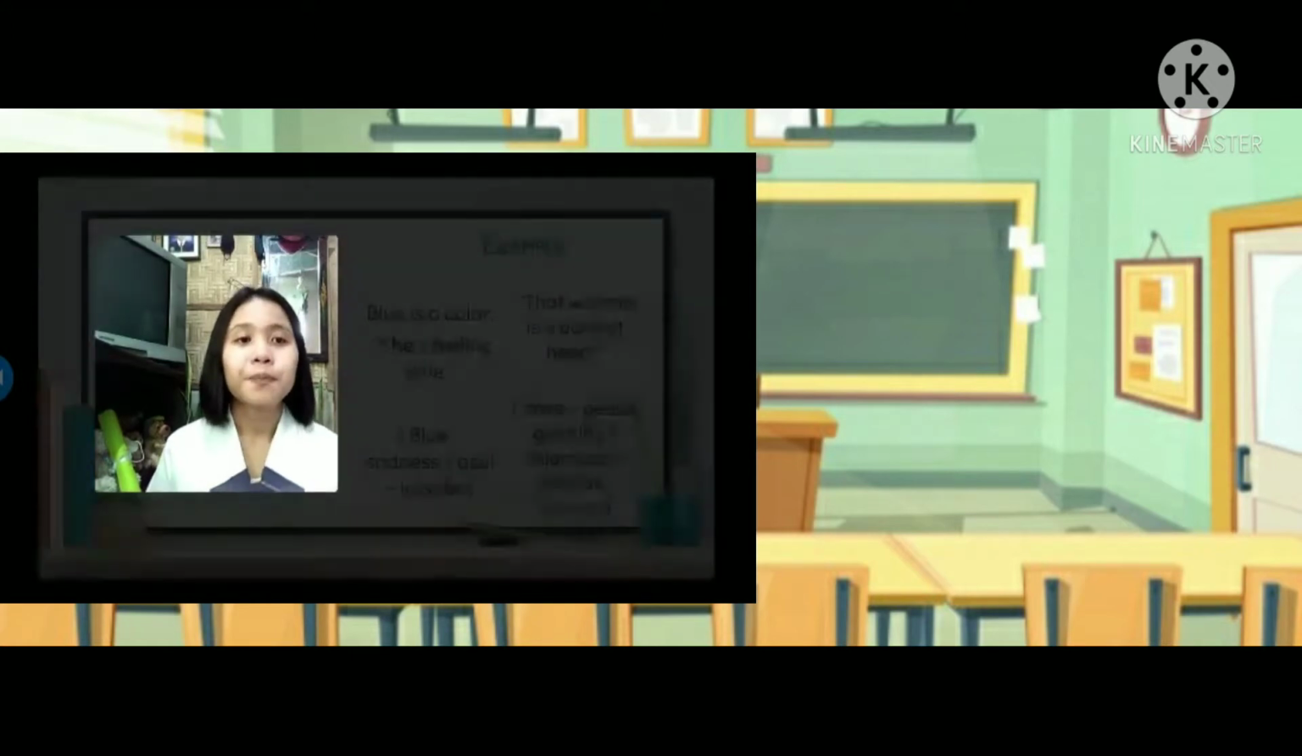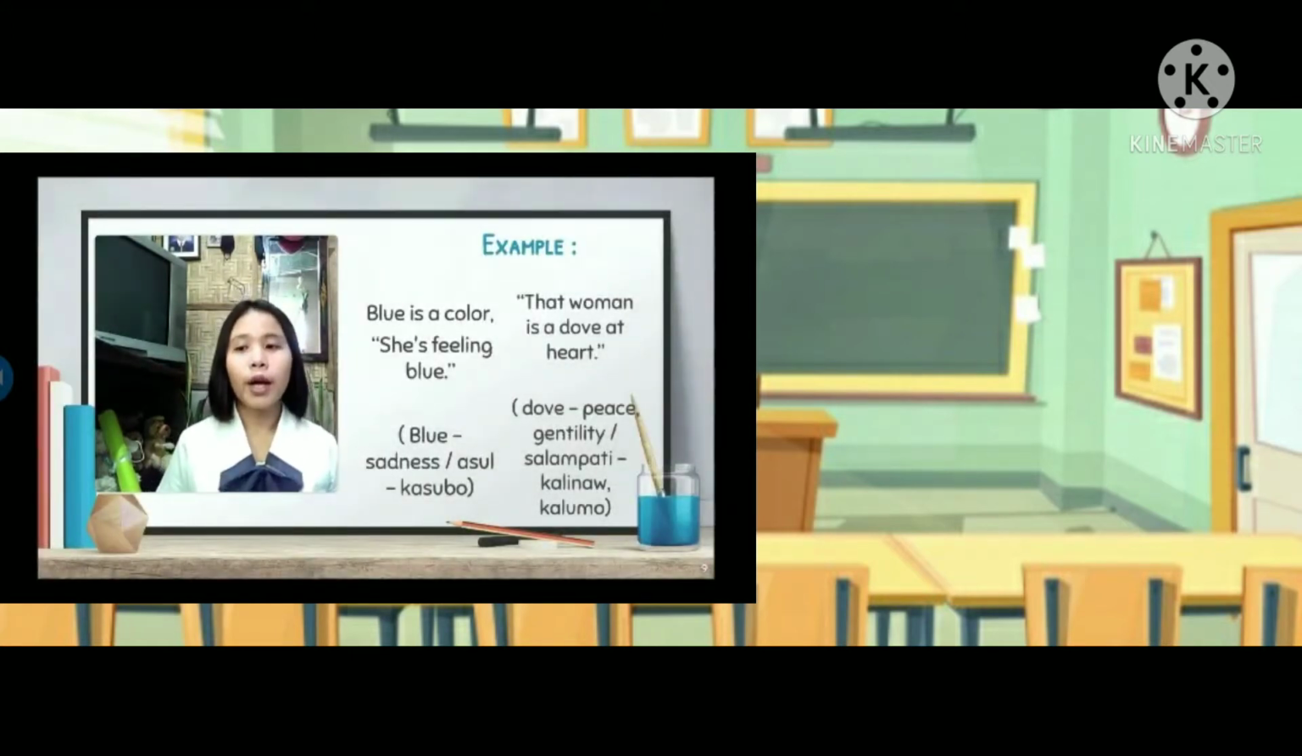So example, blue is a color. So in connotative, blue means sadness or it refers to sadness or it symbolizes sadness. So the Cebuano word of blue is azul and the Cebuano word of sadness means kasubo. So she's feeling blue. So that the sentence means that she is sad. Siya kay masulubon. Siya kay naa sa kasubo. So, mauna siya gipasabot ana na sentence.